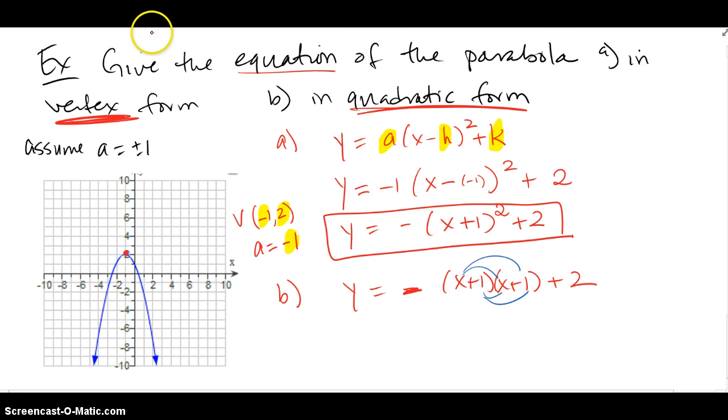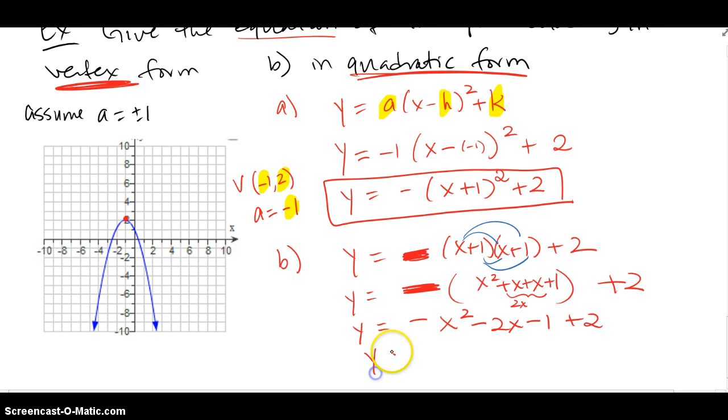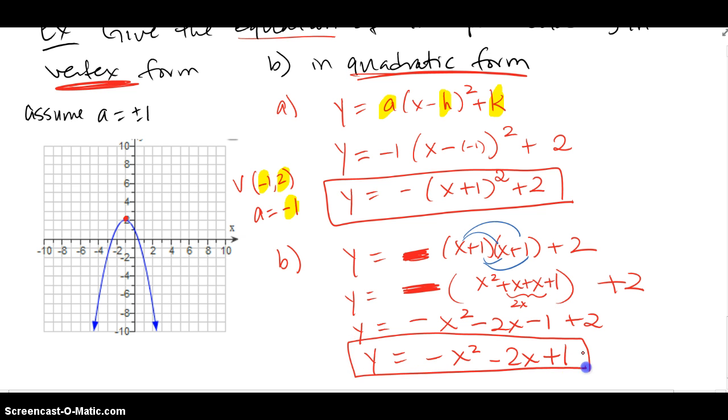And that's going to simplify to x squared plus 1x plus another x plus 1. And then I made this negative bold because it's going to apply to everybody. And then the plus 2 is going to just carry down. So I'm going to end up with negative x squared minus, combine these two, that's going to give me 2x, so that's minus 2x, minus 1 plus 2, and that's going to be y equals negative x squared minus 2x plus 1. So here it is in quadratic form.